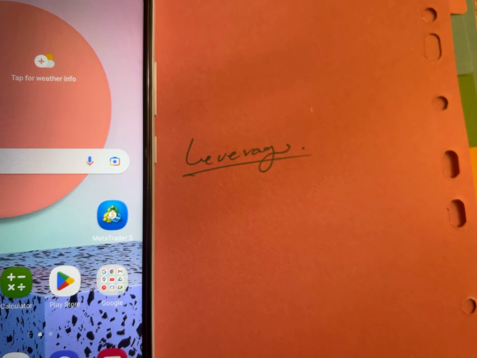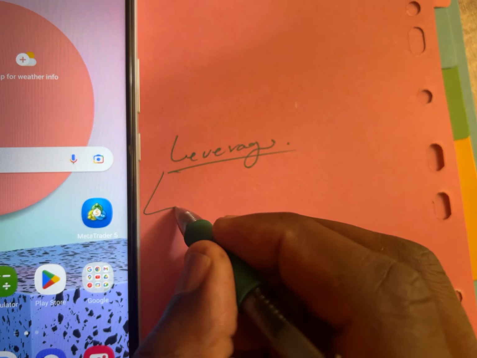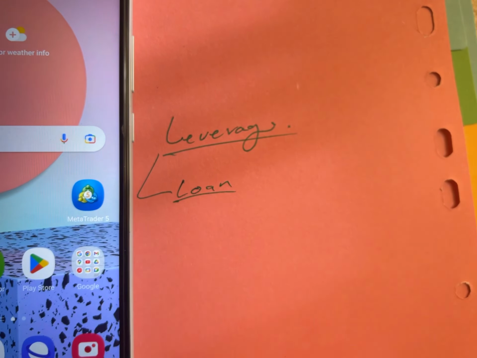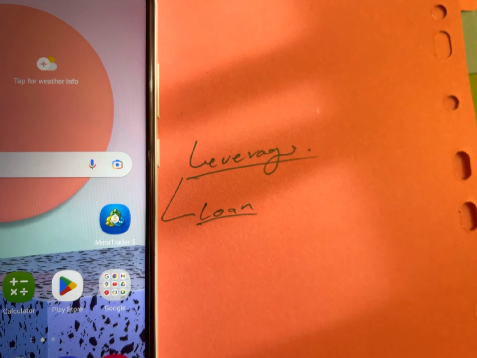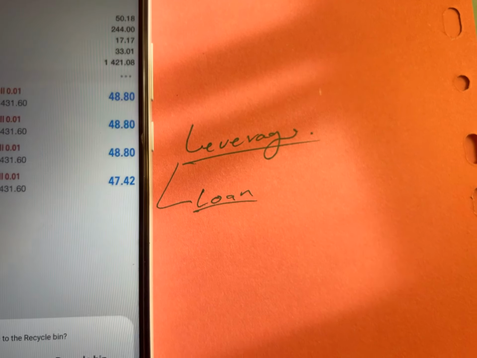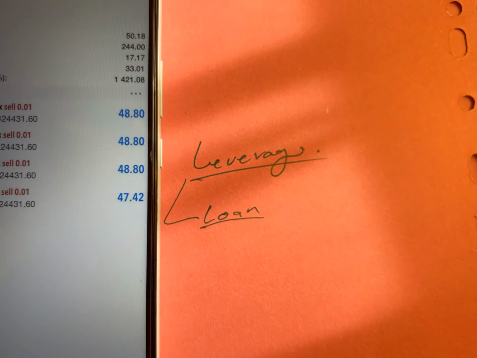What is leverage? That's the first question. Leverage is a loan. Simple as that. Leverage is a loan. Do we understand? I believe we understand.